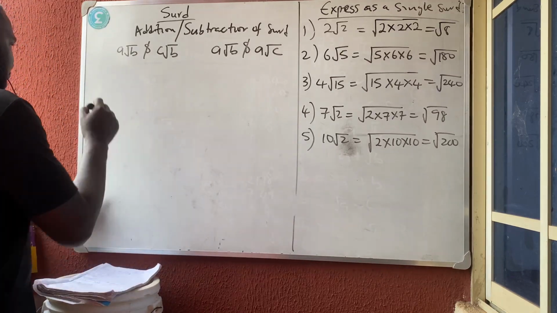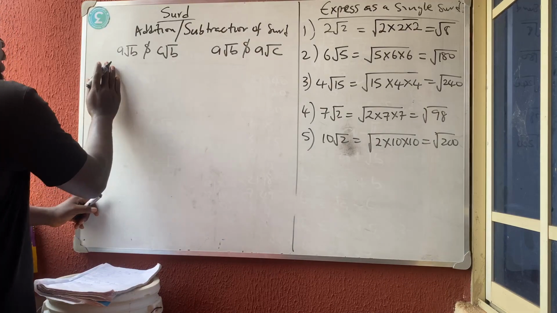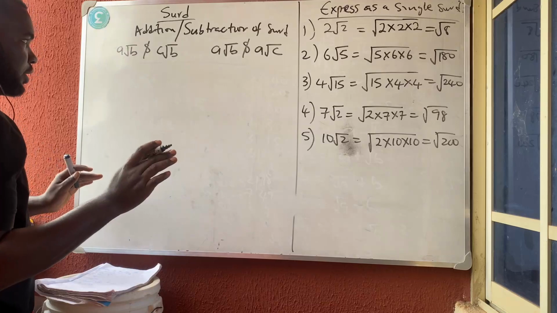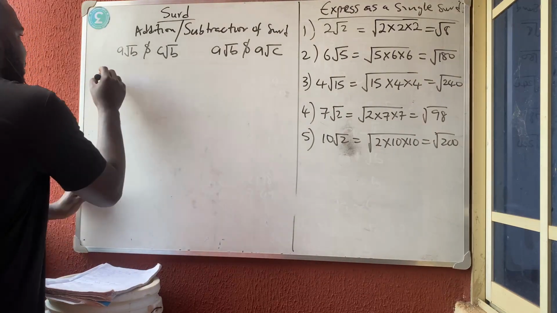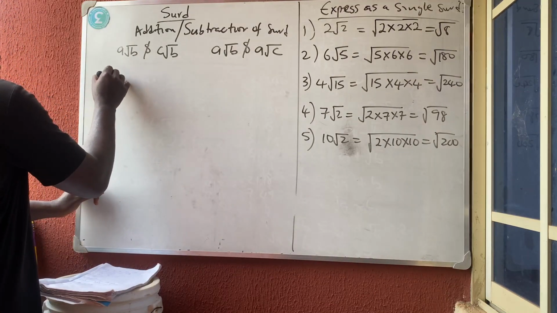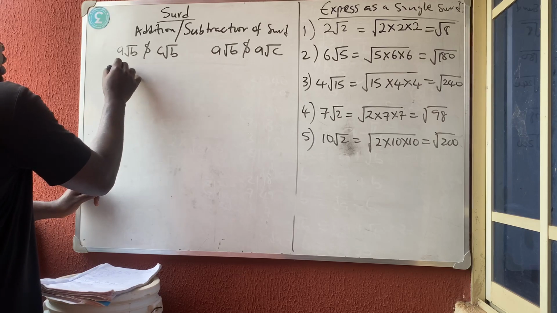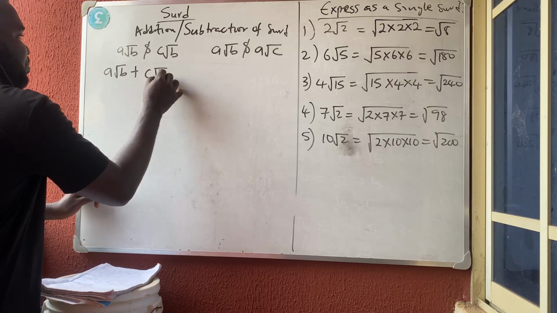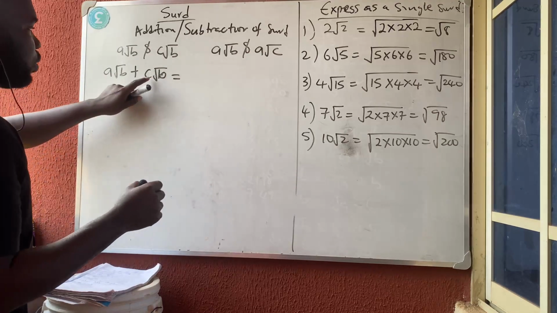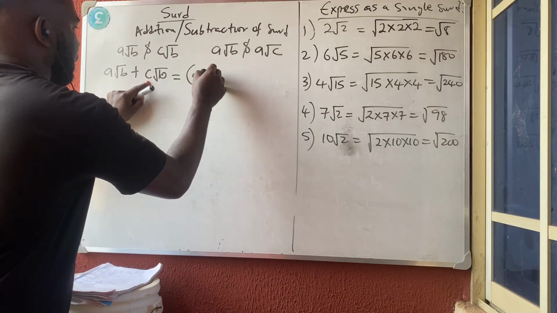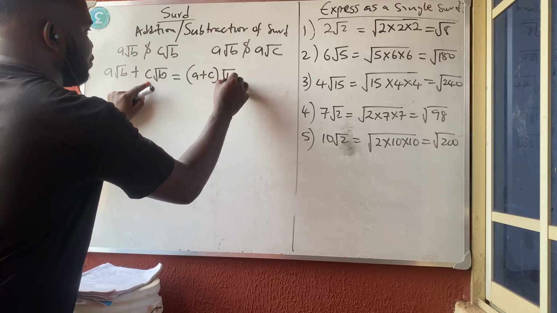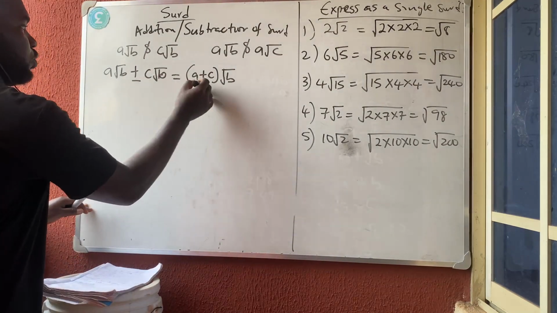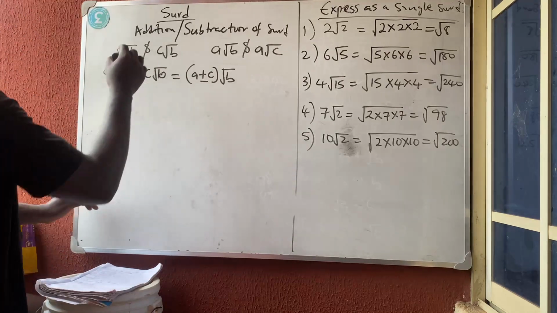So let me give you an example. What do we do when we are adding like surds? We add only their coefficient. Let me tell you what I mean by that. I have A root B plus C root B, the same B. So what do we do? We add only the coefficient, which is A plus C. Then put in the root B there. Okay? So that is how we add. If it's subtraction, you do the same thing. So addition and subtraction, they go together.